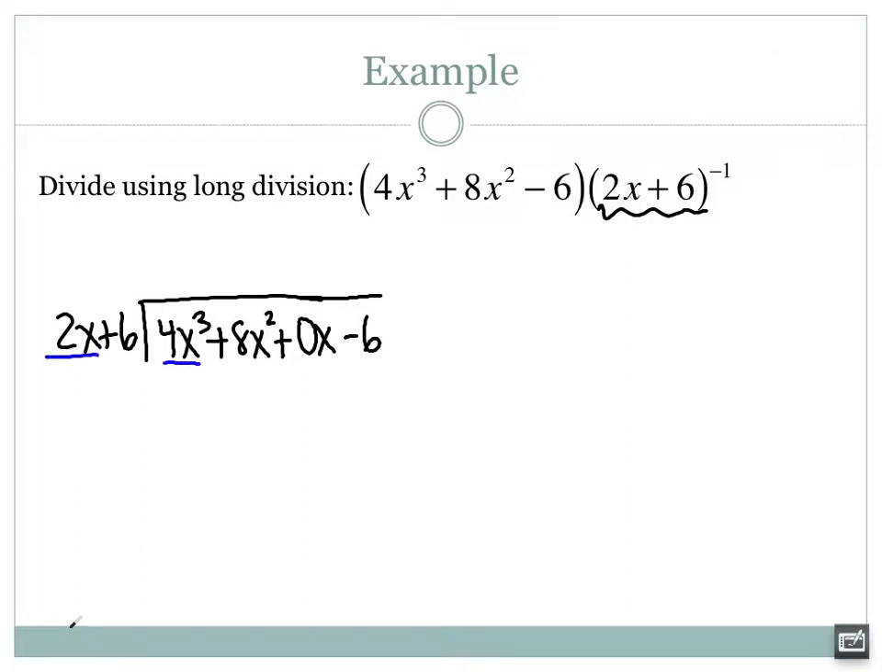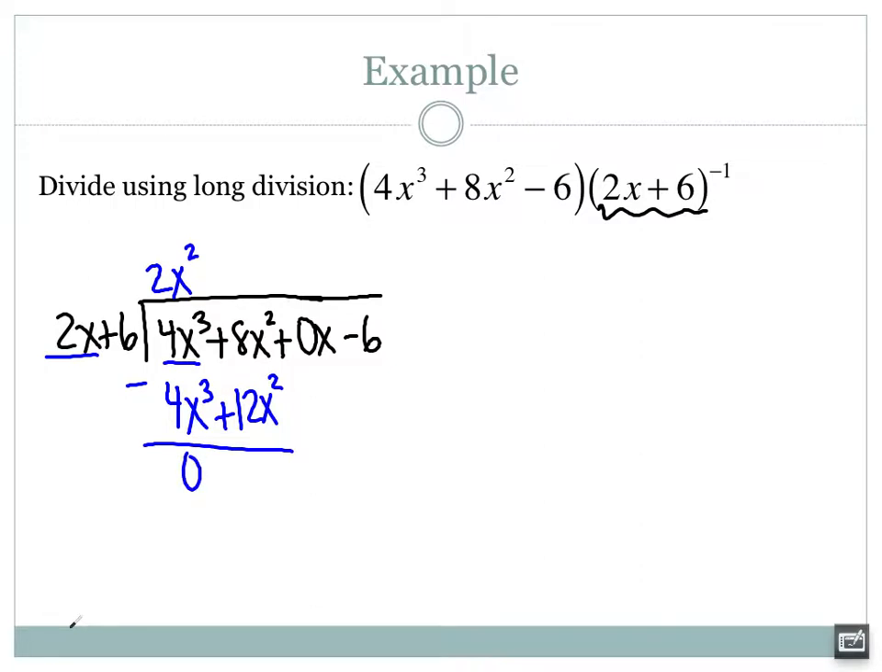4x to the third divided by 2x. 4 divided by 2 is 2. X to the third divided by x is x squared. Now I want to multiply. 2x squared multiplied by 2x is 4x to the third. 2x squared multiplied by 6 is positive 12x squared. Now I want to subtract. 4x to the third, subtract 4x to the third is 0.